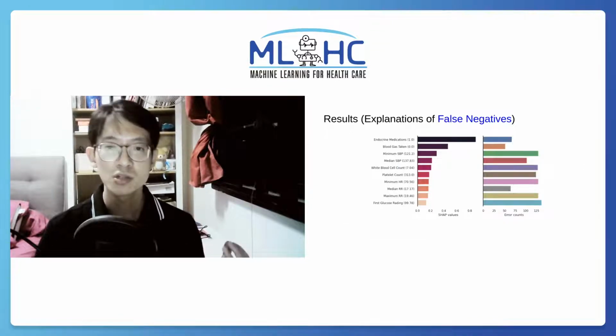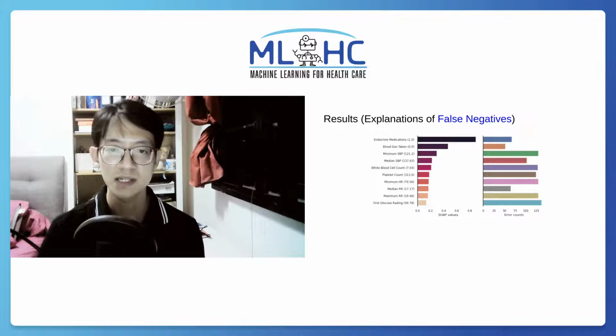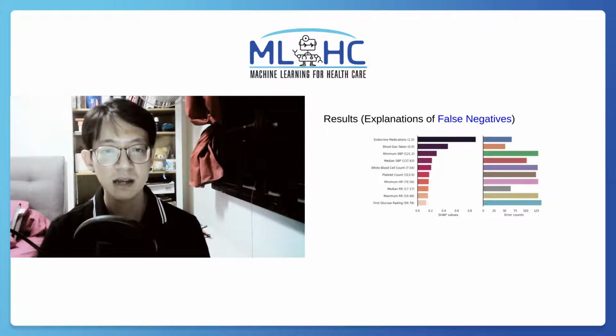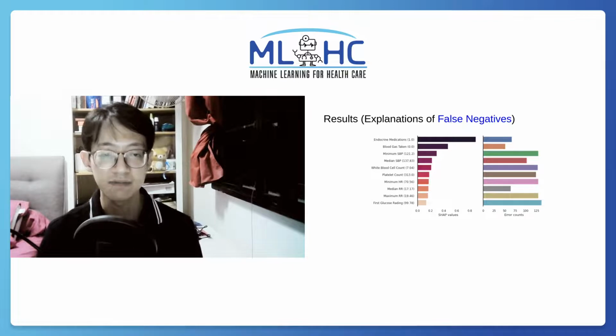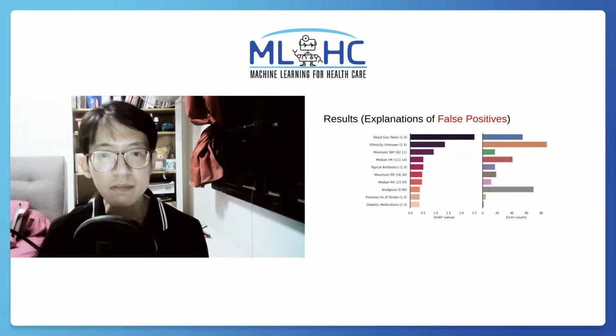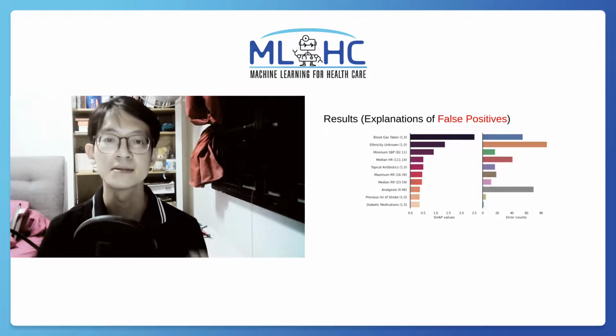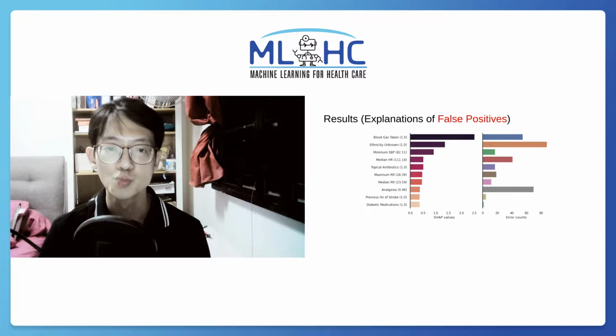In this figure, we show the top features' average contribution to false negatives on the left and the error counts associated with each feature on the right. A feature ranked highly for its average contribution to error might not have the highest error count and vice versa. A similar figure could be plotted for false positives as shown here. Both figures could be plotted with the failure explanation tool.